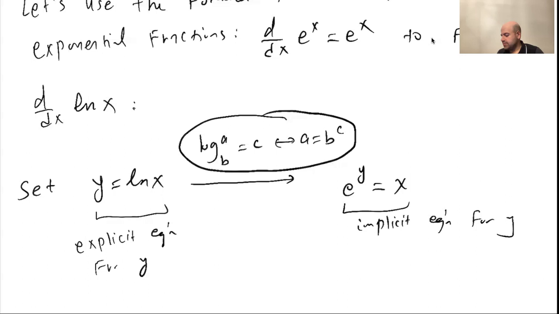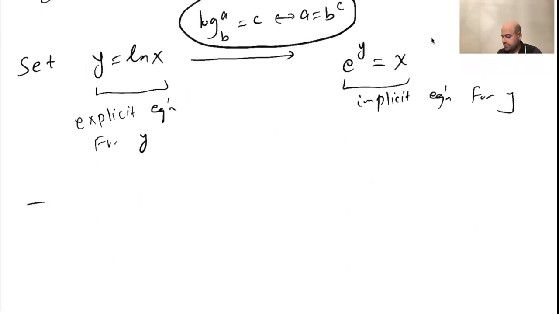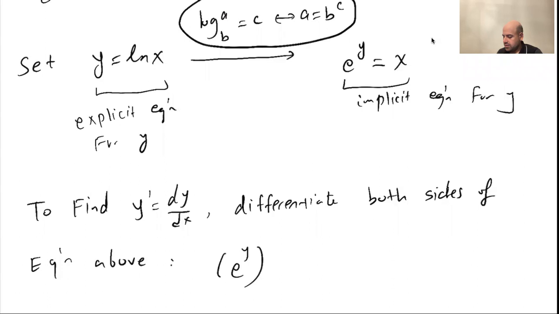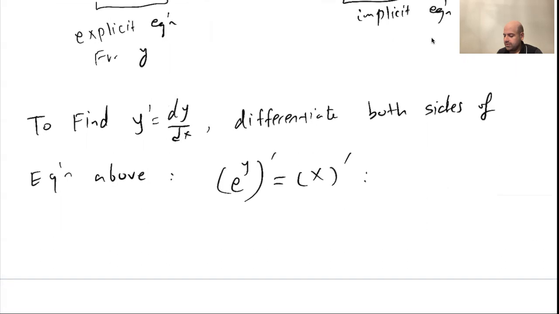So how can we use this implicit equation to find y prime or dy/dx? Now, to find y prime equals dy/dx, differentiate both sides of the equation above, right? So this is the recipe that we provided earlier: to find y prime, or dy/dx, just differentiate both sides. Then what do we get? The derivative of e to the power y equals the derivative of x. Now, the derivative of e to the power y, what is it?